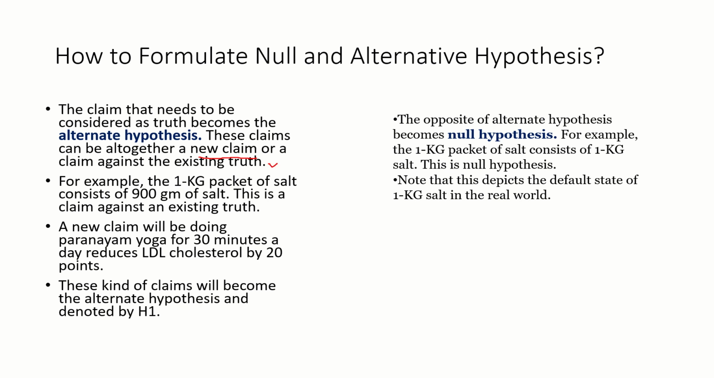For example, a 1 kg packet of salt consists of 900 grams of salt. What is the theory behind it? The theory is that a 1 kg packet of salt should contain 1 kg of salt. But another claim has been made that it is not 1 kg, rather it is 900 grams. Therefore, it has to be the alternative. This claim is against an existing truth.